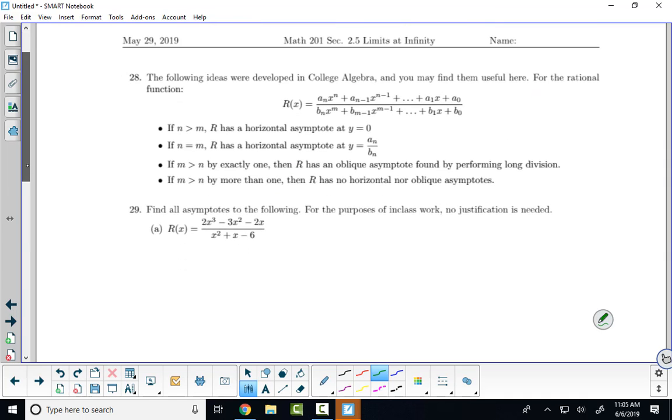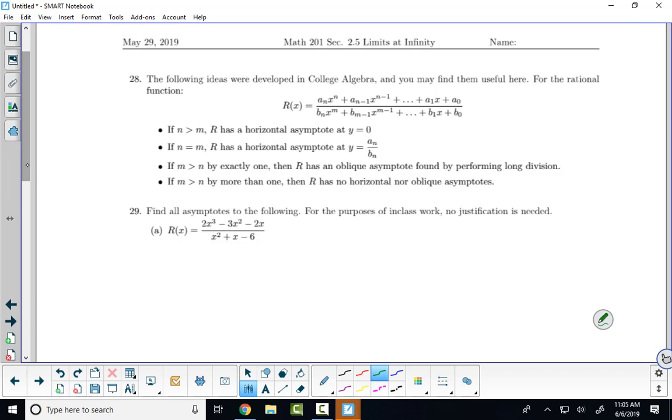Folks, right here on question 28, I summarized the rules that you learned in college algebra, except I did so incorrectly. So let's correct them. All of these inequalities are going the wrong way. The first one says if the degree of the numerator, which is m, is smaller than the degree of the denominator, you're always going to end up with what? A horizontal asymptote where? Y equals 0.